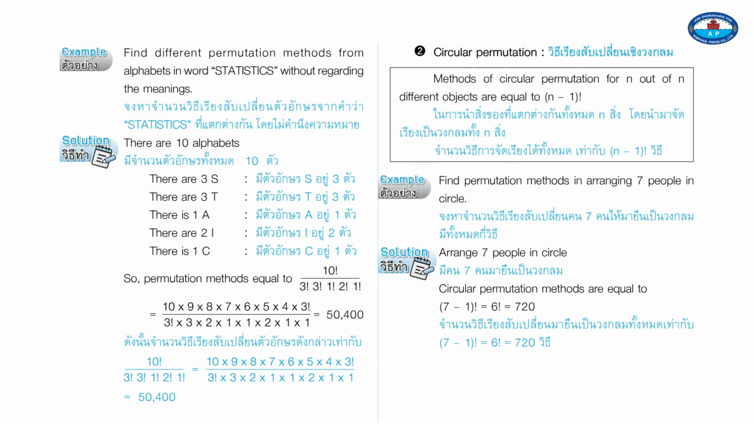2. Circular permutation. The number of methods of circular permutation for n out of n different objects is equal to n minus 1 factorial.